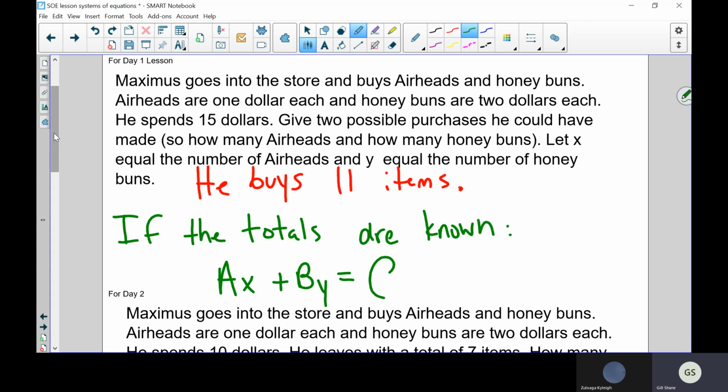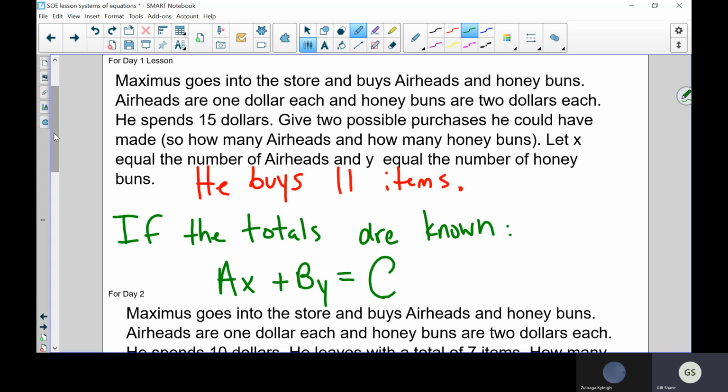If the totals are known, so now we're dealing with totals that we know. We know the numbers, so we know what the total amounts are. He spent $15. That's a total. He bought 11 items. That is a total. This is your format: AX plus BY. X and Y are always just going to be variables in there. We're not replacing those with numbers because that would be solving. We're not solving, we're creating equations. So we're just going to replace the A, the B, and the C.